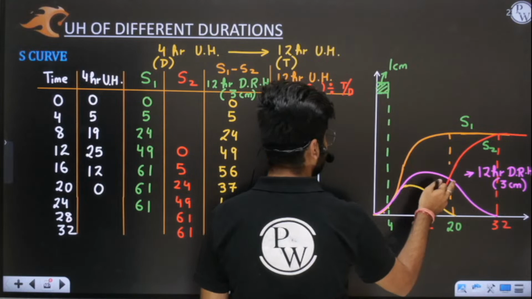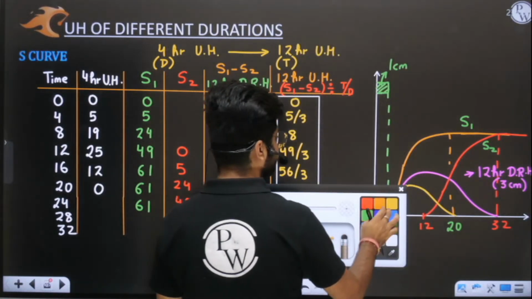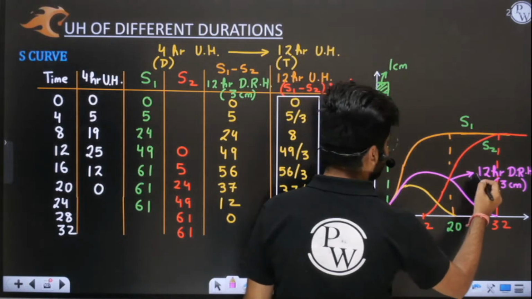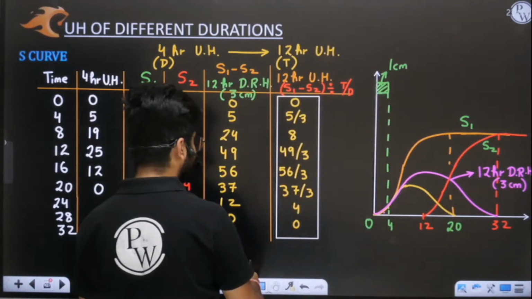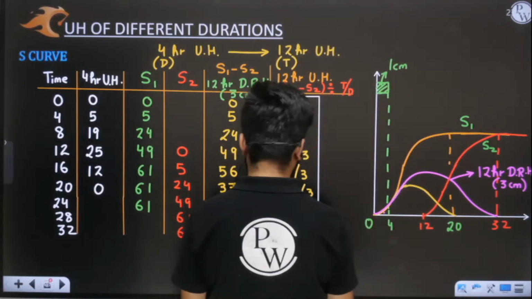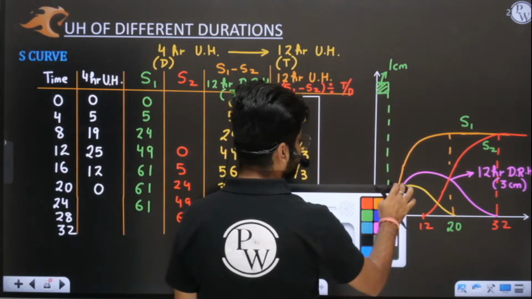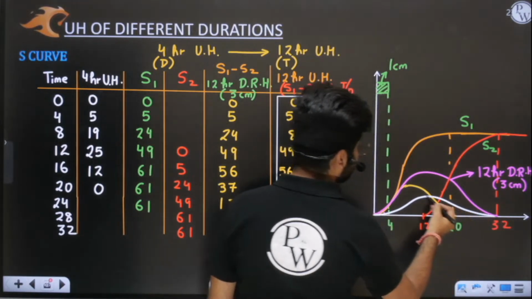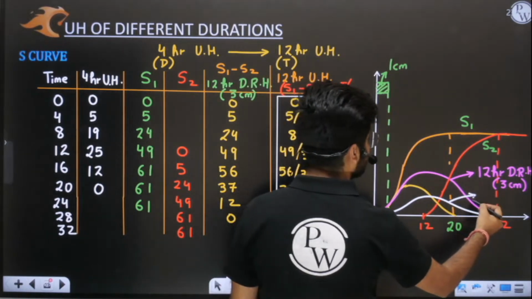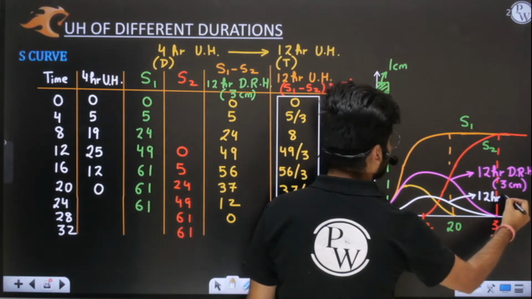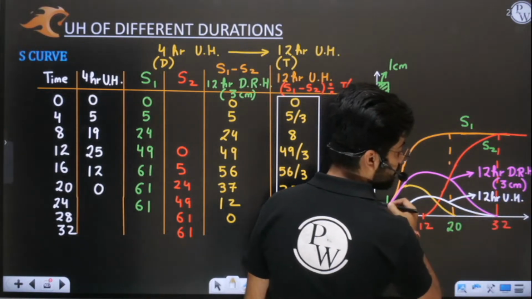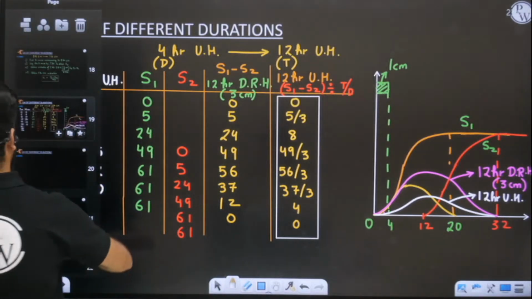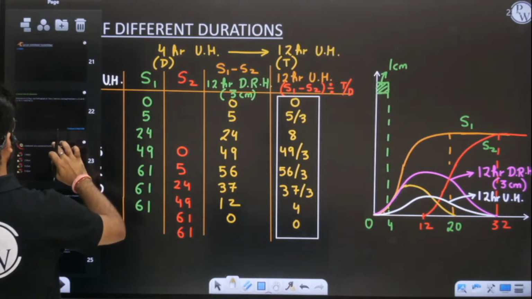Now, this is 12R. This is my 12R DRH. So if I want to get the unit of, I will divide by 3. So simply divide this by 3. This is my 12-hour unit hydrograph. This is the final thing which I want to obtain. So I hope this is very, very clear to you. Yes or no? Is this thing clear to you?